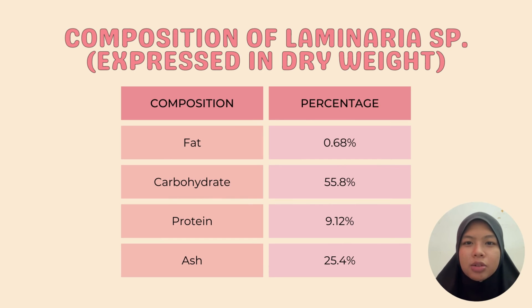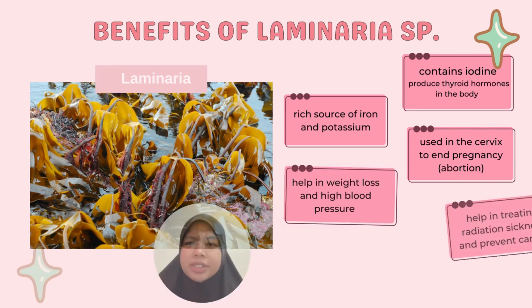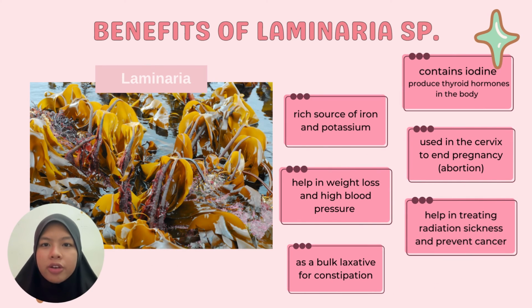It has 0.68% fat, 55.8% carbohydrate, 9.12% protein, 25.4% ash. Laminaria species offer us humans a lot of benefits. For example, Laminaria contains iodine, which is an element that is needed by humans' body to produce thyroid hormones.